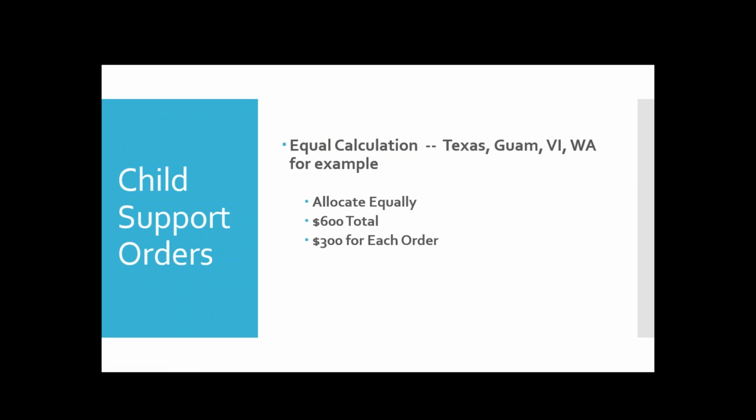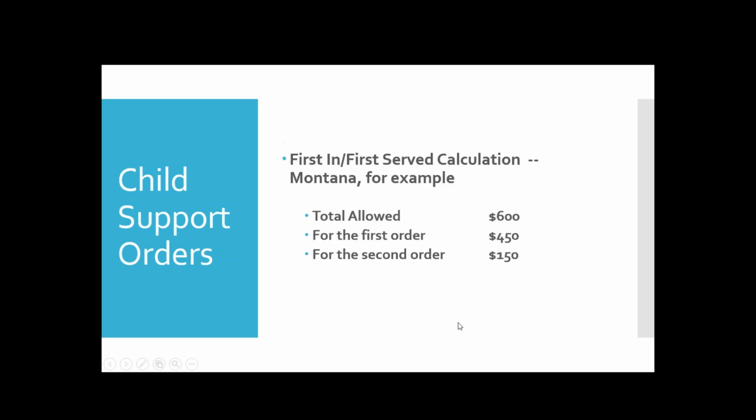In Texas, Guam, the Virgin Islands, and the state of Washington, you're required to allocate multiple orders equally. So in our example where we can withhold a maximum of $600, each order gets an equal share of $300. In Montana, they have that first in, first served rule. So the order that came in first is served at 100%. And whatever's left over, if anything, can go to the second order. So in our example, out of our $600 maximum allowed, the first order gets completely fulfilled at $450, and that leaves $150 to go to the second order. So do check your state allocation rules to see which rules you should follow for which state.